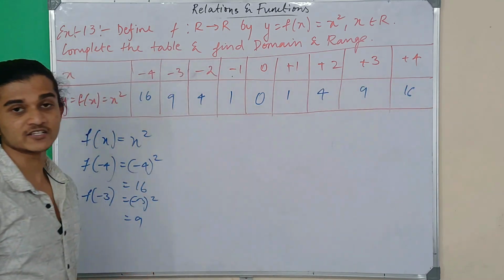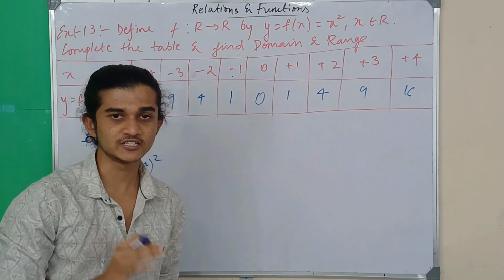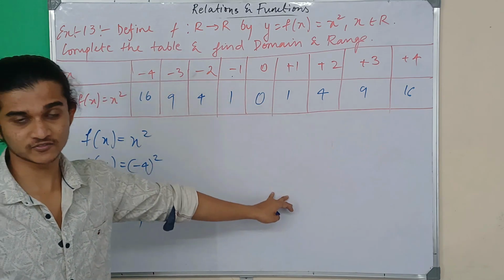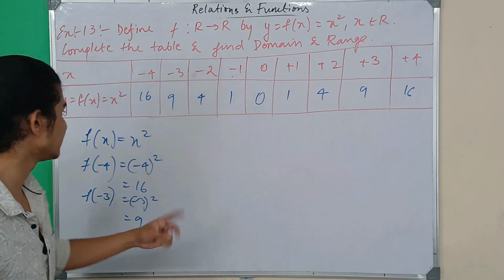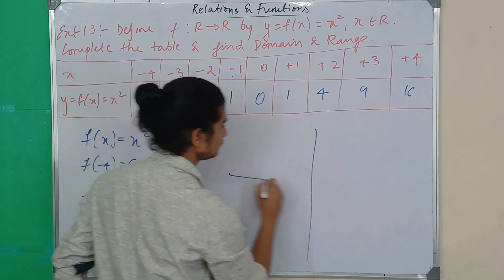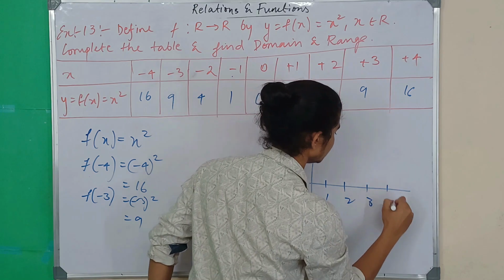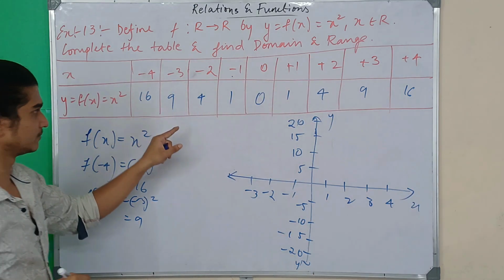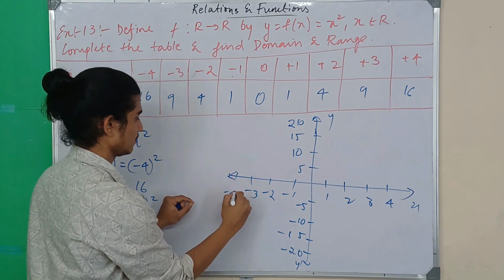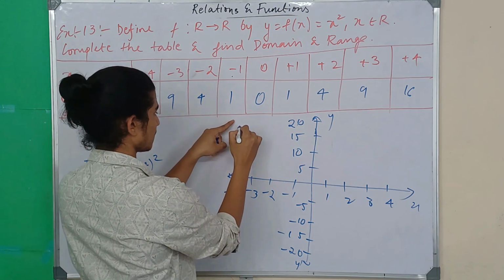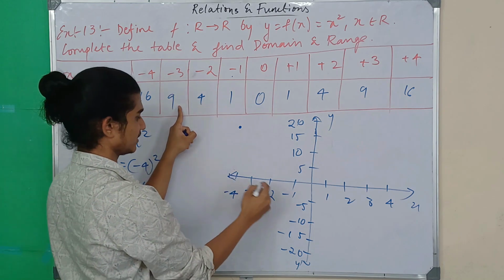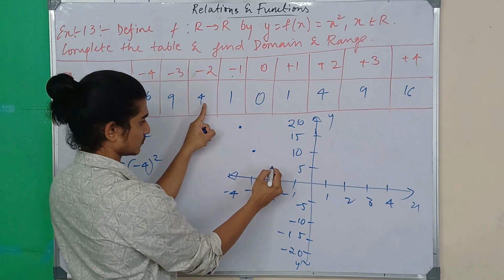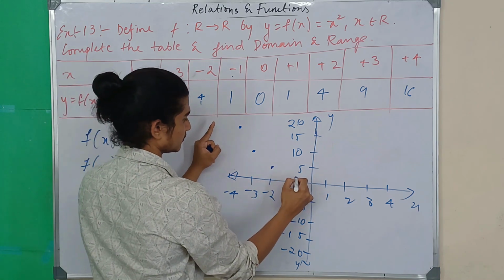Now in order to find domain and range, one of the best ways is using graphs. So plot this whole x and y in the form of a graph, and I'm going to explain how you can find domain and range using that. So we have 1, 2, 3, minus 2, and this is our y axis. Our first point is minus 4 comma 16, somewhere over here. Minus 3 comma 9, somewhere over here. Minus 2 comma 4, somewhere over here. Minus 1 comma 1, somewhere over here.